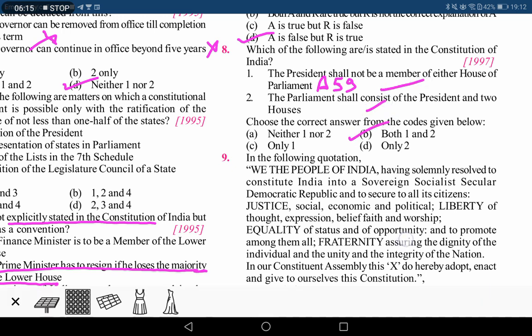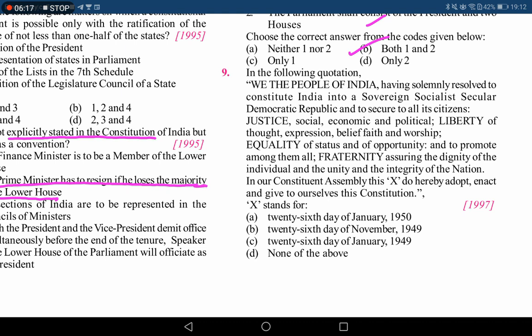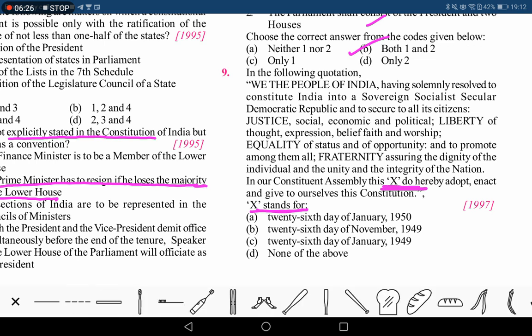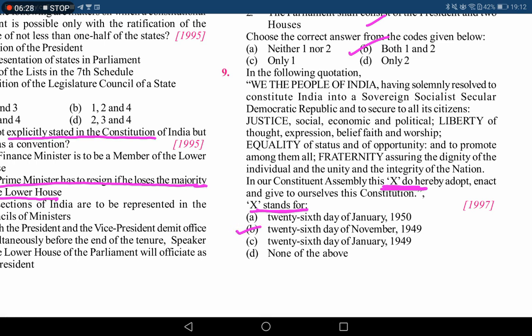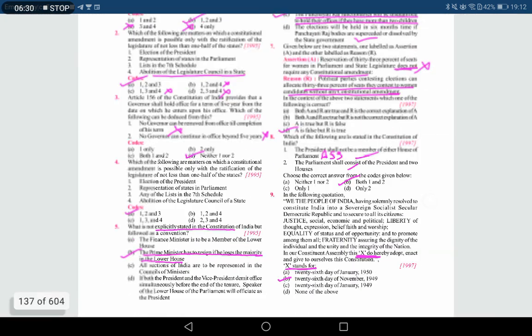Then this is the preamble that has been mentioned, and they are asking what does X stand for. Finally, it states that in our Constituent Assembly this date do hereby adopt, enact and give to ourselves. So if you are aware of this answer, then the correct answer is 26th day of November 1949. Okay, so option number B is the correct answer for this.